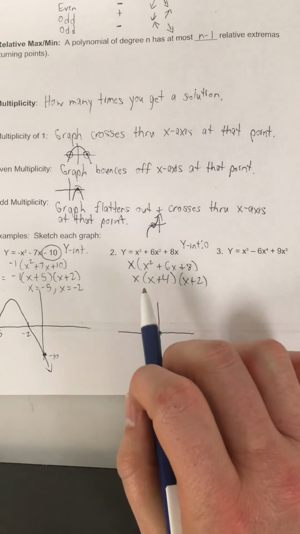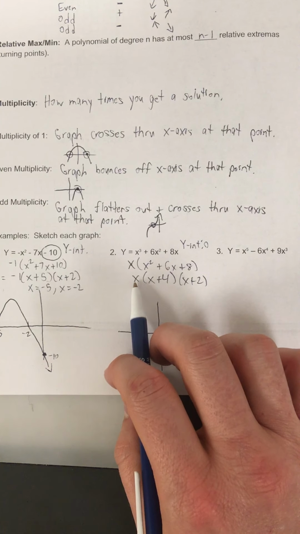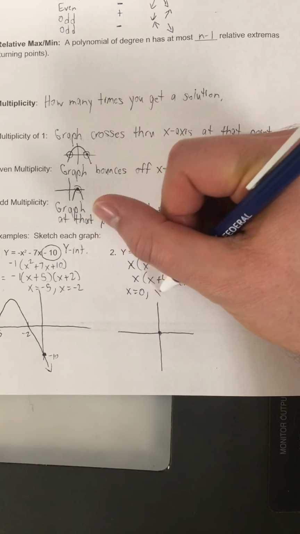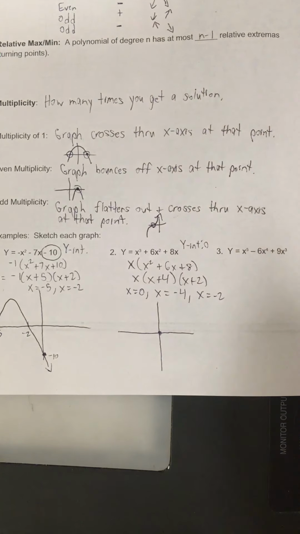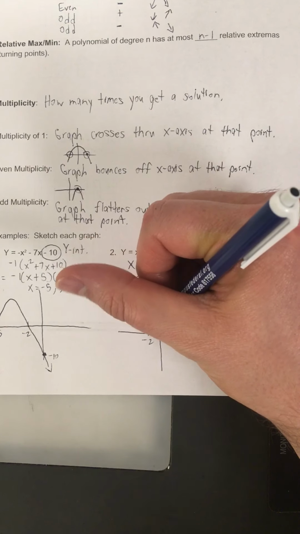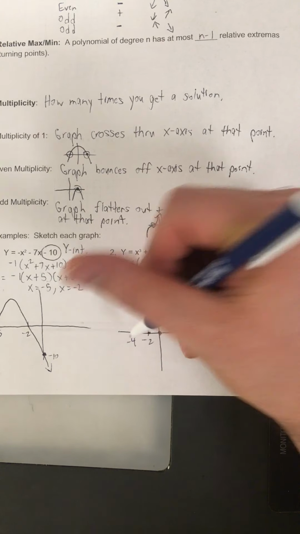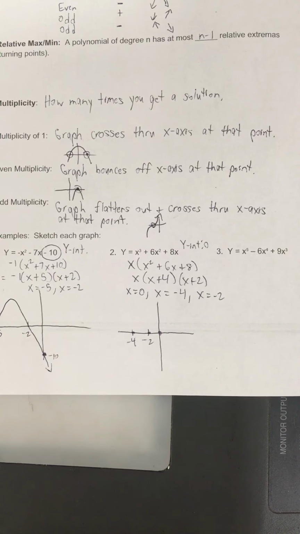So now this one, I'm going to get 3 answers. Remember, anytime you have x in your GCF, what's one of your answers? 0. I'm getting x equals 0, x equals negative 4, x equals negative 2. So I already have a dot on the 0. Here's negative 2. Here's negative 4. These are my x-intercepts. And I'm getting each answer once, so it's just going to cross through each of those points.